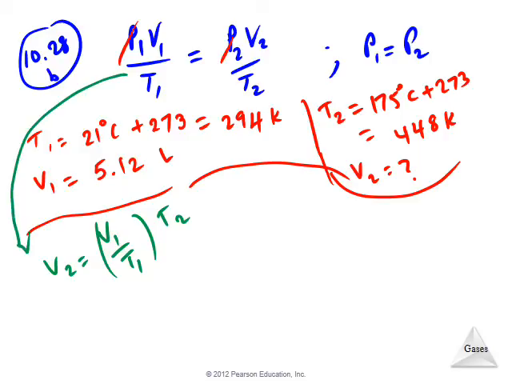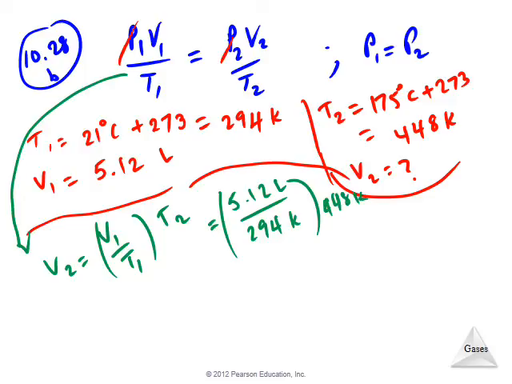Now you can just plug in numbers, because we know that volume 1 is 5.12 liter, it's good to write down units. Temperature 1 is 294 Kelvin, and temperature 2 is 448 Kelvin. Now we can cancel out. Kelvin would cancel out. And my final unit would be liter, and that checks out because this is volume, and that value is 7.80 liter. So this is the answer to this question.